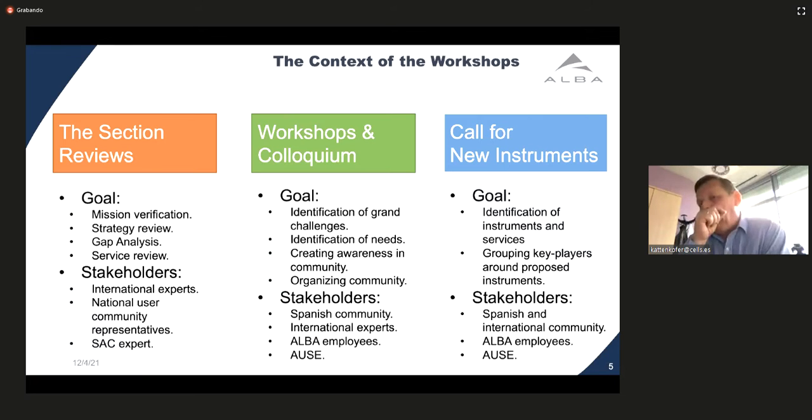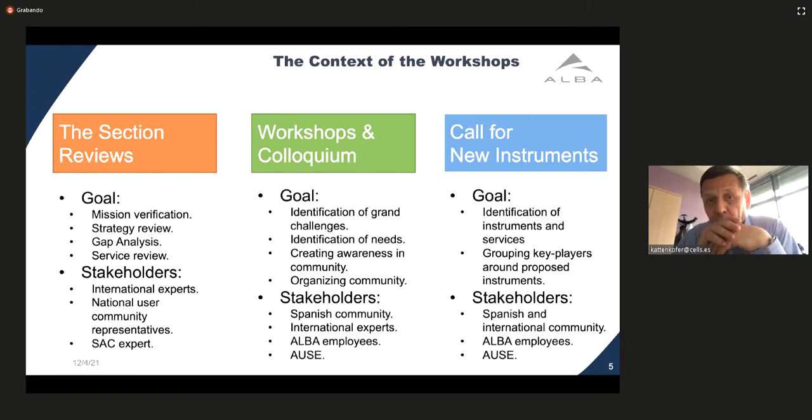Now, to show you a little bit the context in which the workshop program sits in comparison to everything else that happens. Here in the middle, you see the workshops, and there's also a colloquium, if you have not already seen it. And then we have, on the one side, the section reviews, and I will say more about that later. And we have a call for new instruments, which will come out at the end of this month.